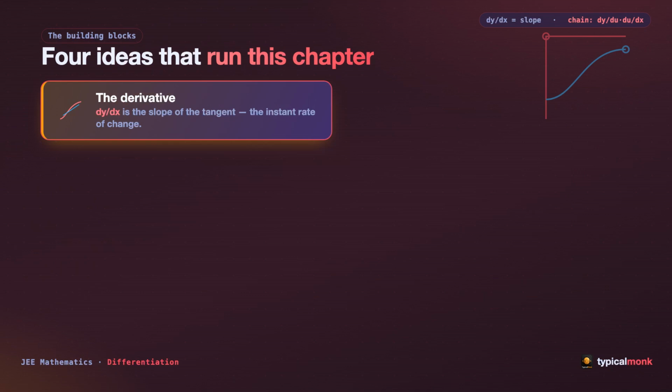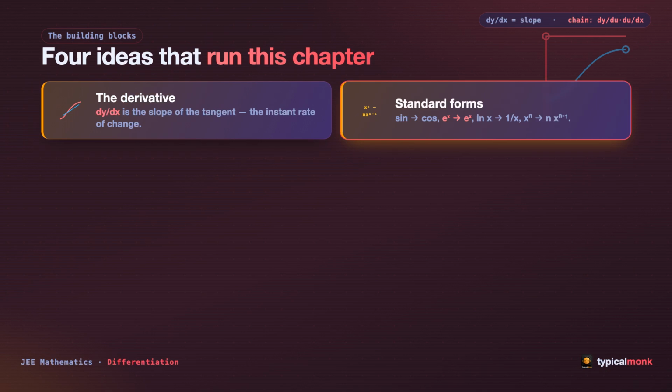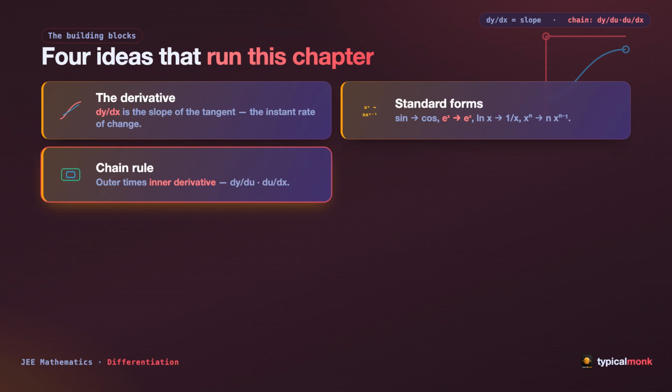Look at them together first. The derivative, dy by dx, is the slope of the tangent, the instantaneous rate of change of y with x. The standard forms. The derivative of x to the n is n x to the n minus 1, of sine x is cosine x, of e to the x is e to the x, of natural log x is 1 over x. The chain rule. Differentiate the outer function and multiply by the derivative of the inner, dy by du times du by dx.